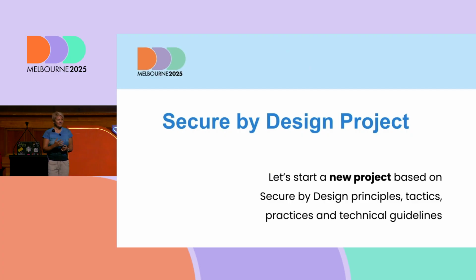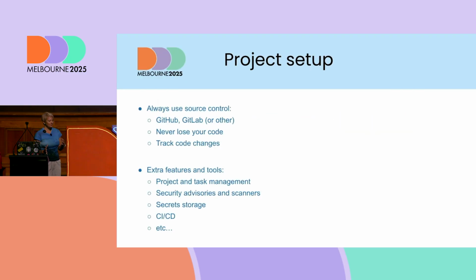So imagine you're starting a brand new project and you want to start it with security in mind. How would you do that? First of all, set up your project in source control, GitHub, GitLab, or anything else that's available. You'll never lose your code. You'll track all the changes. You can easily find out who did the change and when the change was done.